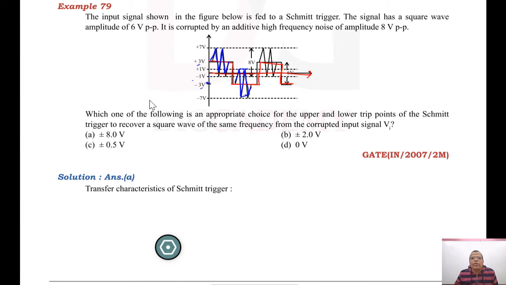You have to find which one of the following is the appropriate choice of upper and lower trip points of the Schmitt trigger to recover the square wave of the same frequency from the corrupted signal. Remember, the noise margin of the signal is nothing but VUT minus VLT, and the noise margin in this case should be the peak to peak value of the signal which is corrupting this signal. So the noise margin for the given signal should be plus minus 8 volt. So this is your noise margin.